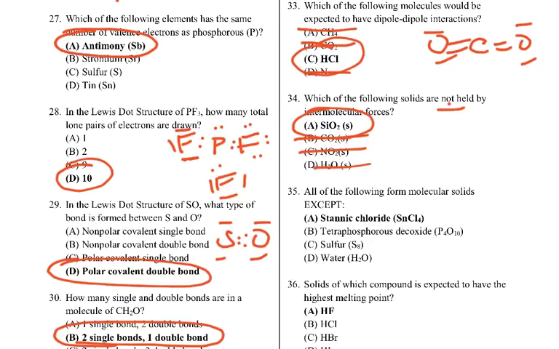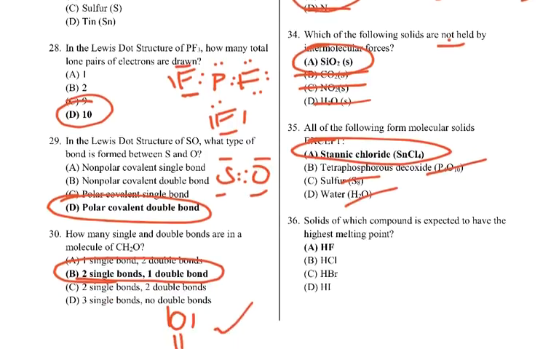35, all the following form molecular solids except. So who's not a molecular solid? So we're looking for a metal, or we're looking for ionic, or we're looking for covalent network. And that's why answer A is the right answer, because that's an ionic compound. Okay, these are two nonmetals. That's not the answer. Sulfur, okay, that's not going to be it. And H2O, two nonmetals again. So those are all molecules.